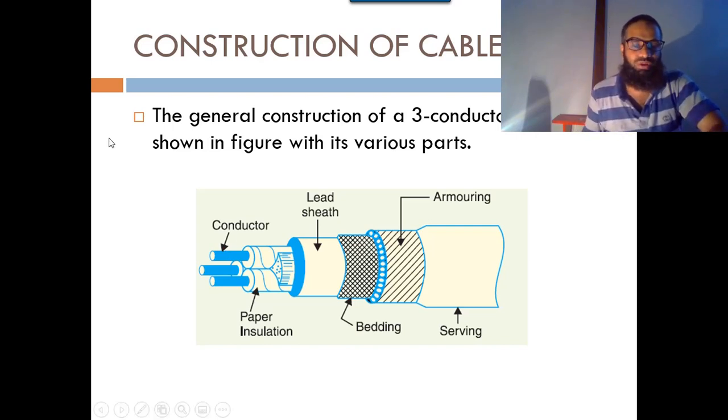So above the conductor there is a paper insulation which can protect these conductors. And then we have a special sheet which is made up of lead in order to protect the conductors. Then it is bedding, then armoring, and then serving. So these are the protections which are used for the construction of the cable. We will discuss its construction in detail one by one.